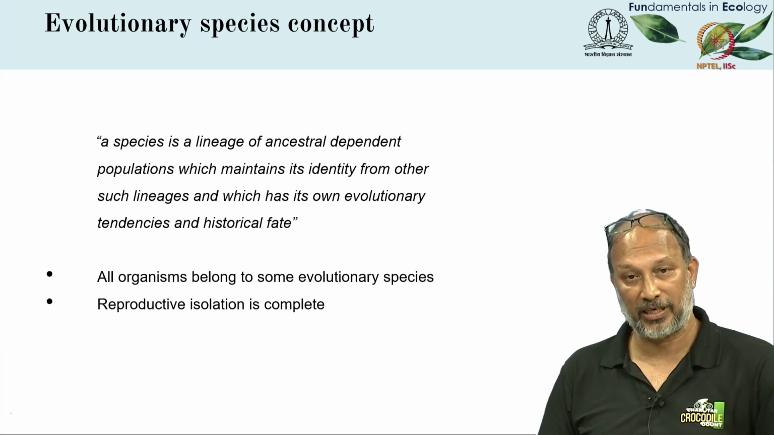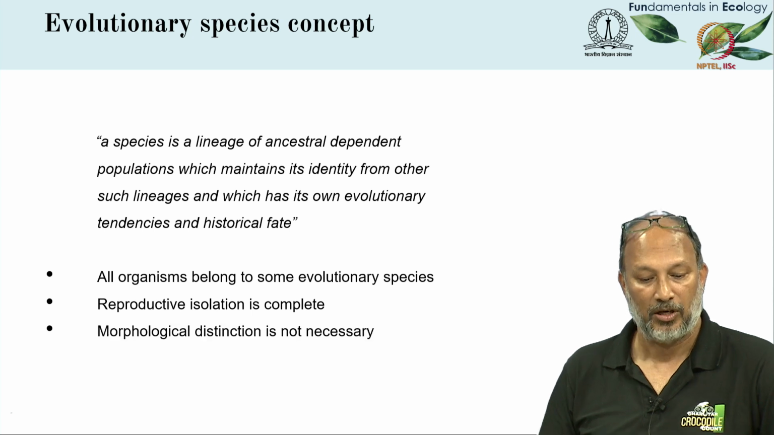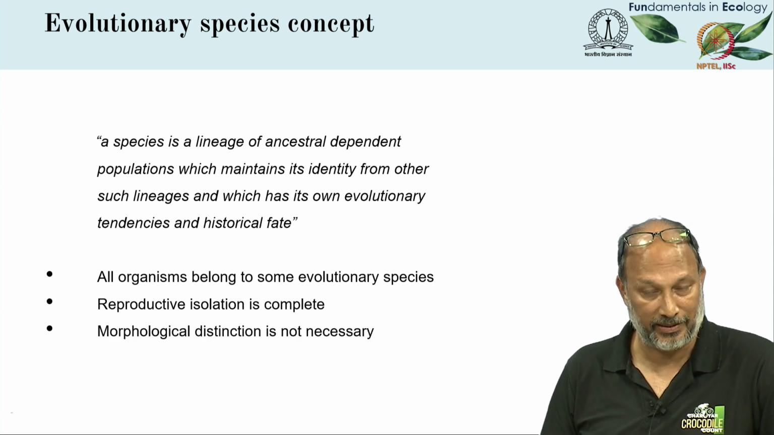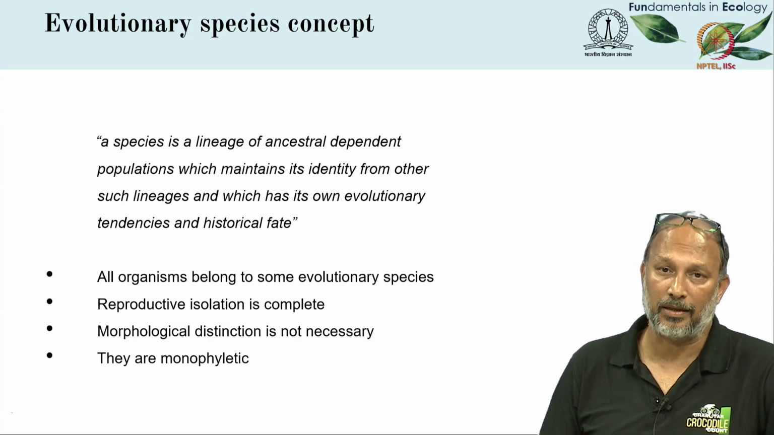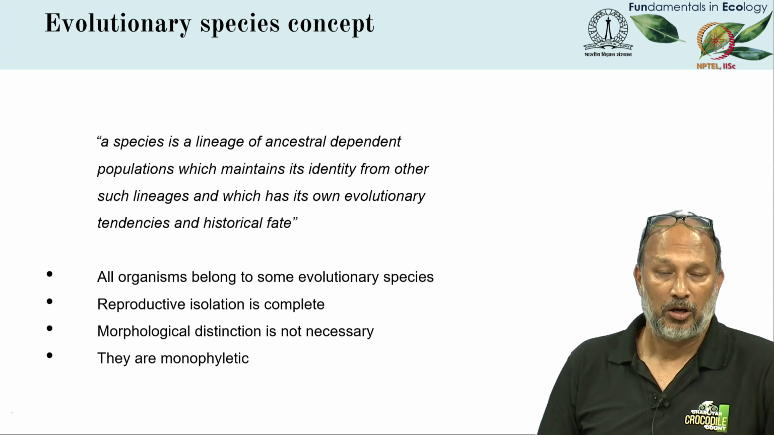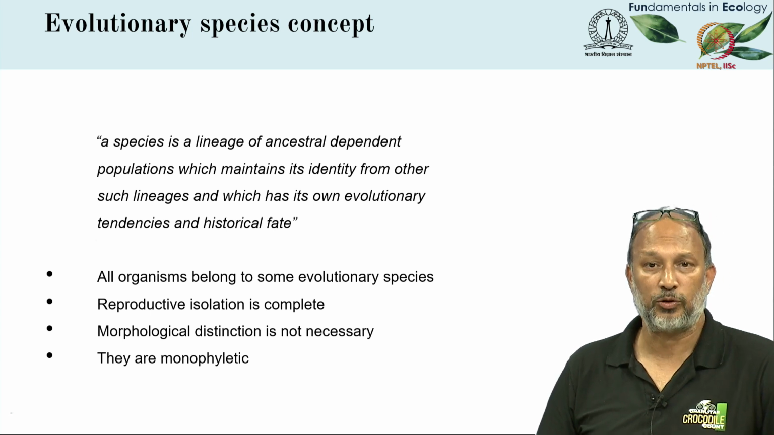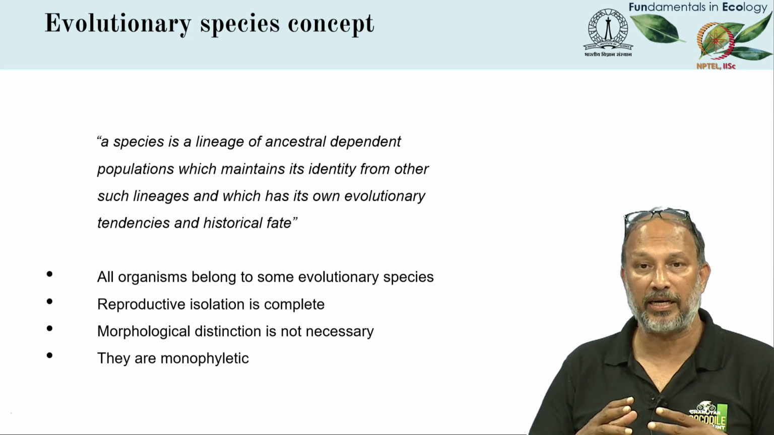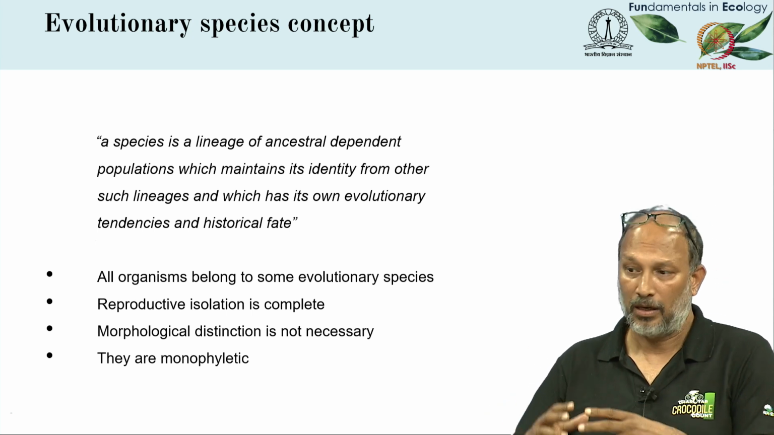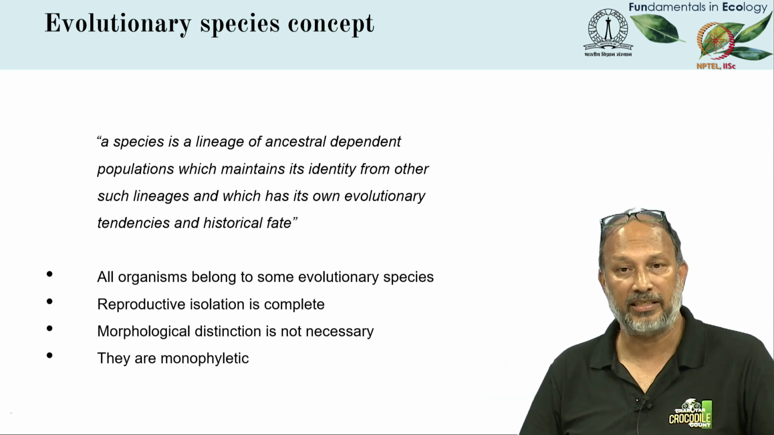Reproductive isolation, which is again taken from the BSC, is complete. Morphological distinction is not necessary. And evolutionary species are monophyletic, which means that all populations or individuals in their species are more closely related to each other than they are to any other lineage in the evolutionary tree.